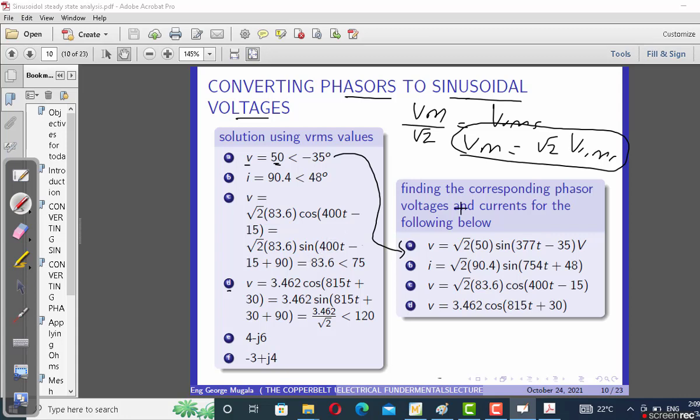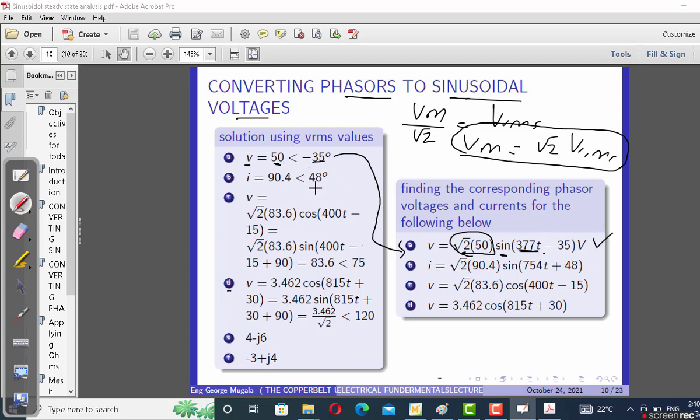You get it? So let's get it straight here. We can see for ourselves that we can multiply 50 times root of 2, and then we just write the sine function. We already knew that this was omega. Omega, by the way, is 2 pi f, 377t, minus 35 degrees, so we can maintain the minus 35, and that is converted back.